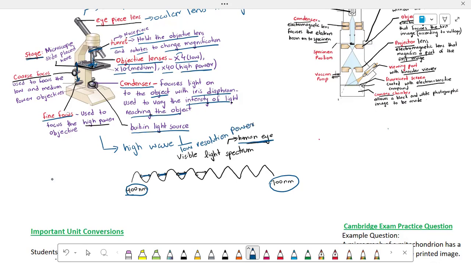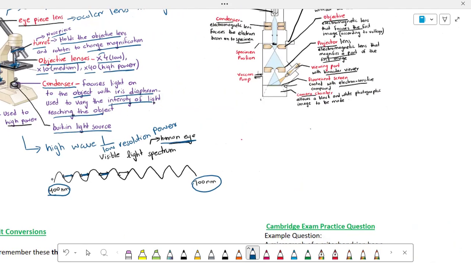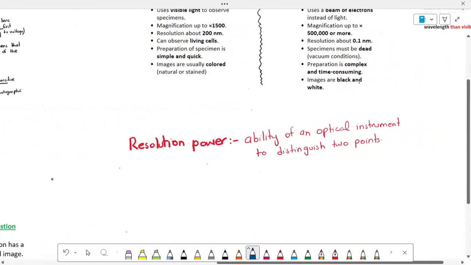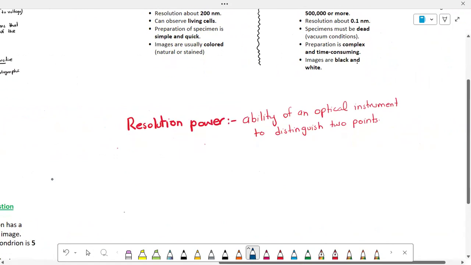And this is the main limitation of compound light microscope. And now I just want to give you an idea of resolution power. What is resolution power? Resolution power is actually the ability of an optical instrument to distinguish 2 points. Means we have these 2 points. If we have high resolution power, then we can distinguish between the two. But if we have low resolution power, we observe these 2 points as just one. You can't observe these 2 points separately, and it is a limitation of light microscope.